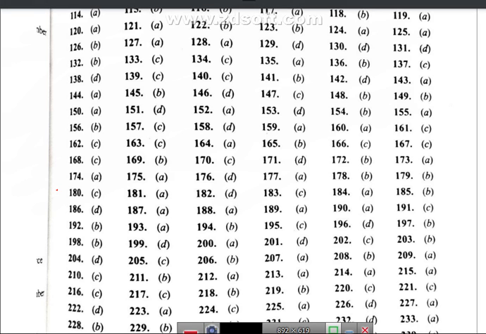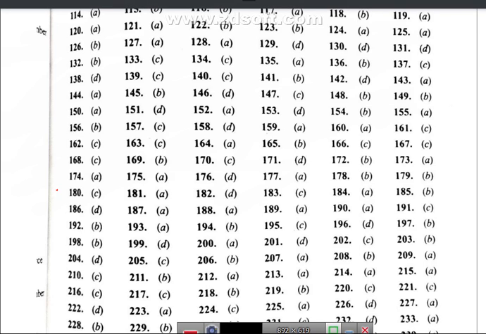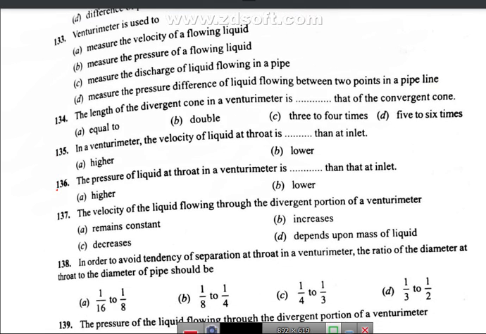What is the right answer? 133 का C, that is measure the discharge of liquid flowing in a pipe. वेंचुरीमीटर में यूज करेंगे 133 का C, that is वेंचुरीमीटर का हम लोग यूज करेंगे मेजर करना the discharge of liquid flowing in a pipe.